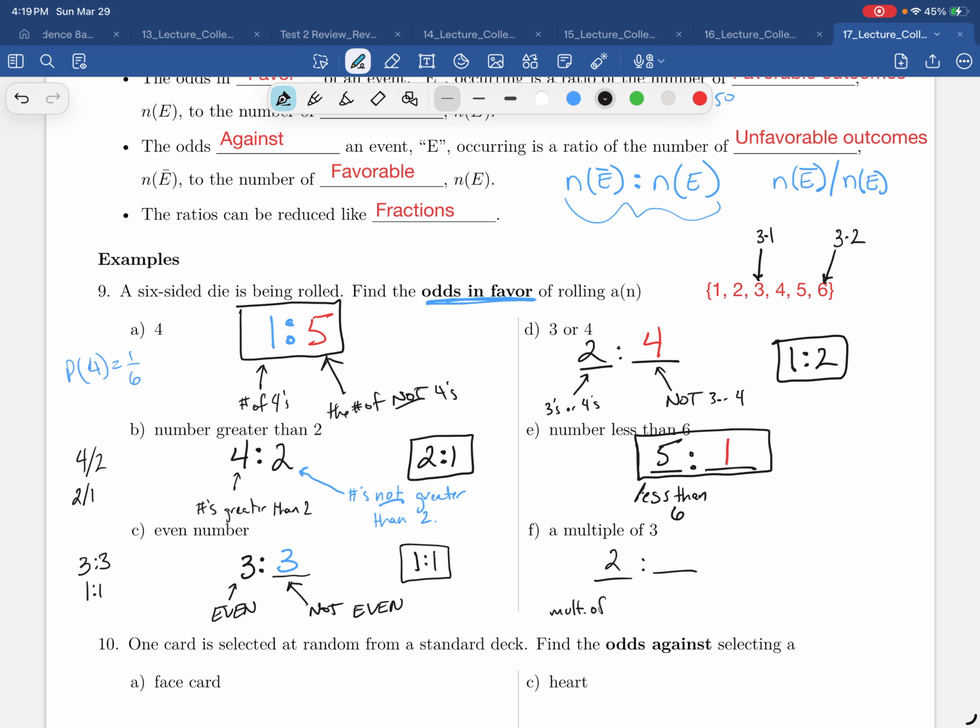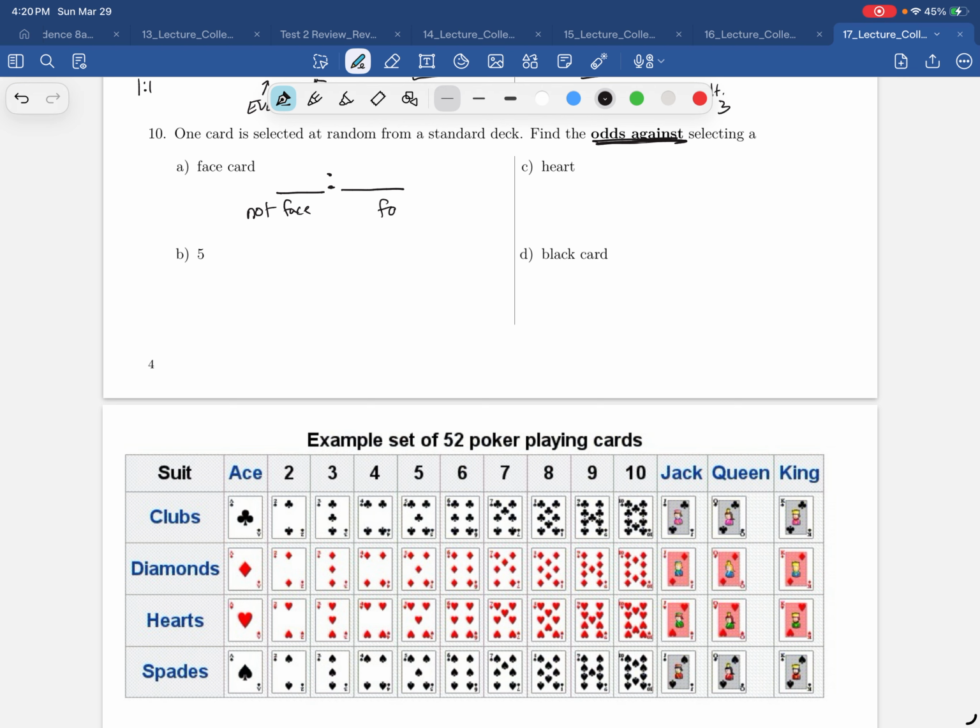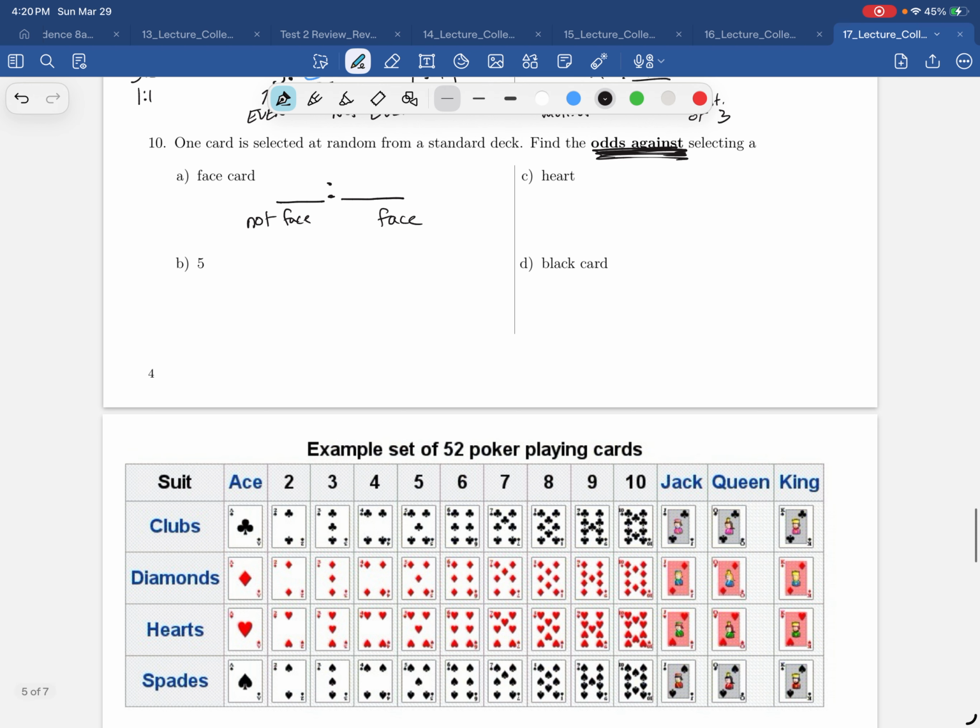So if we want the odds against a face card, we're going to put the not face card first and then the face cards second. And that's because we want the odds against. That means we're going to put that first. When we want against, it's going to be the not and then the in favor, or the lose and then the wins, so to speak. So the odds against a face card.